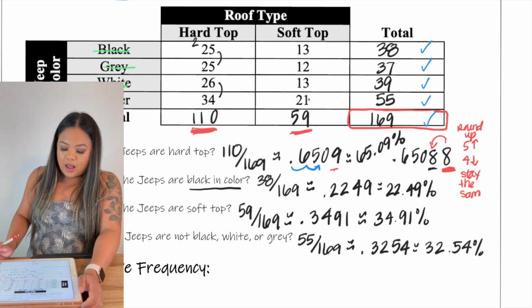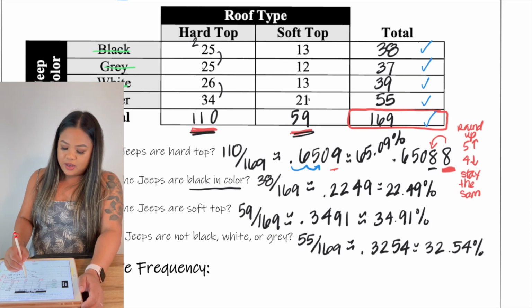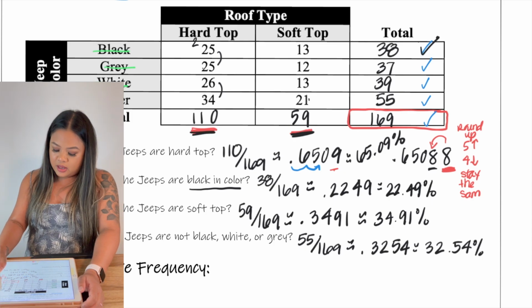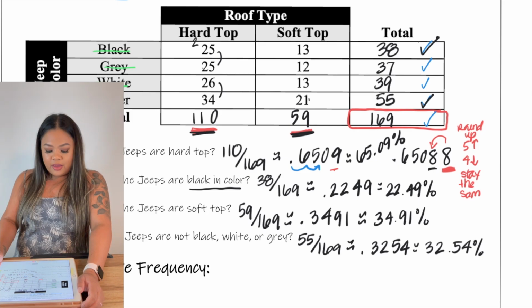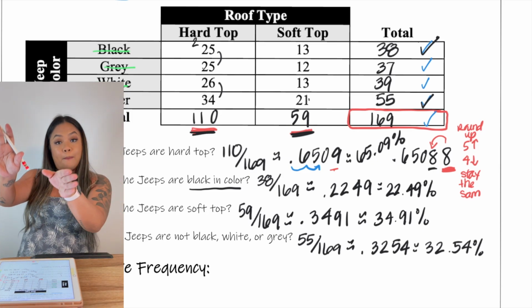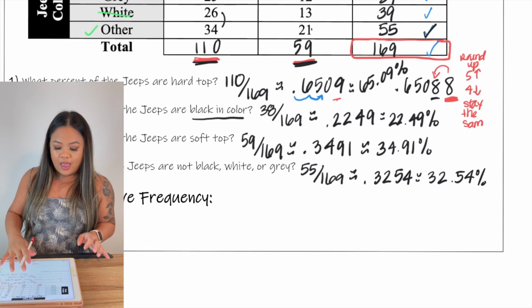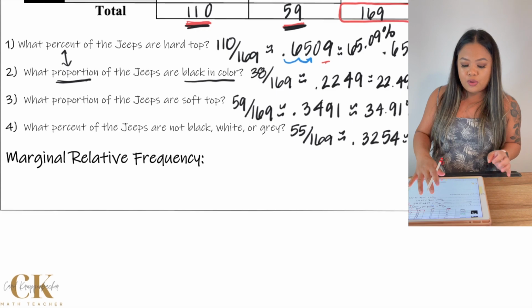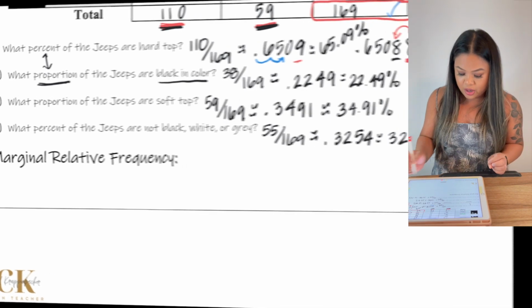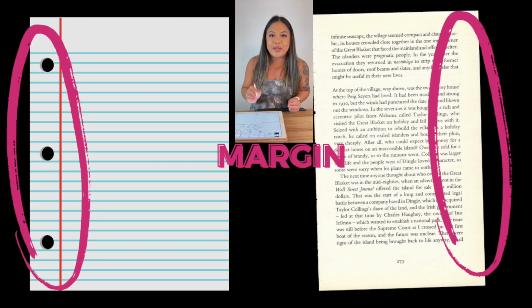Okay, so what were we calculating in all of these? All the numbers that we got, 110, 59, 38, 55, these were all found along the margin of the table. So I'm pretty sure you've heard of the word margin before. If you think about just a regular piece of writing paper, sometimes they'll have you write on the margins, or you can write, well, people might not like this, but you can write in the margins of the book pages, right?